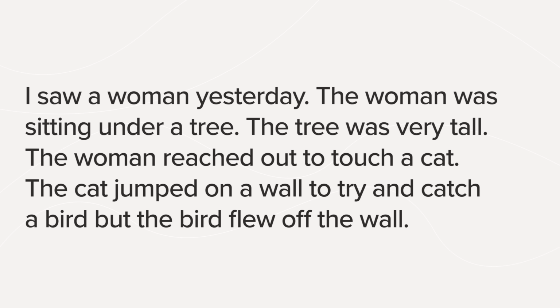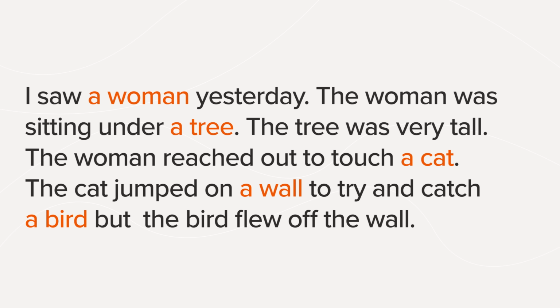Notice that each time we introduce a new noun into the story, we use the indefinite article, a or an. But the next time we refer to the same noun, we use the definite article, the. The indefinite article helps us to talk generally about a noun. A woman is one of many. It could be any one of them. There are many women on the planet. The woman helps us to be specific about which woman we're talking about.